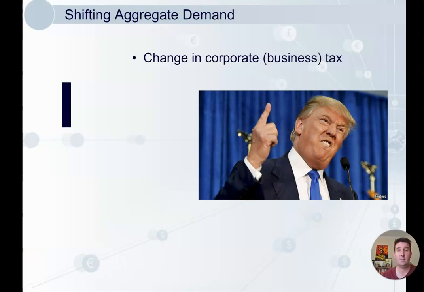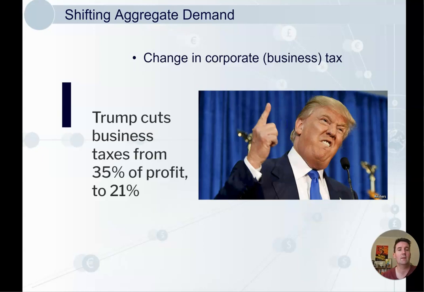Change in corporate or business tax. So that's a tax on business profits. Right? When we say corporate tax, that's what we mean. So when Trump was president, not sure how long this video is going to last, it might have been the first time he was president, or it might be the only time he was president. But when he was president, he cut business taxes or corporate tax from 35% of profit to 21%.